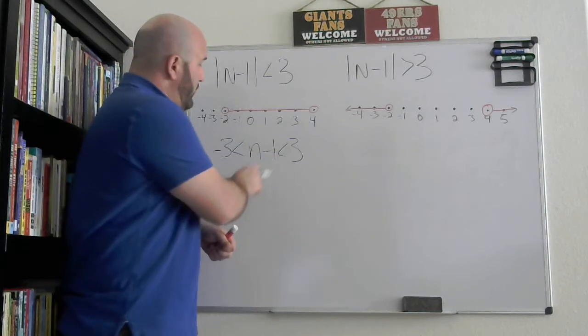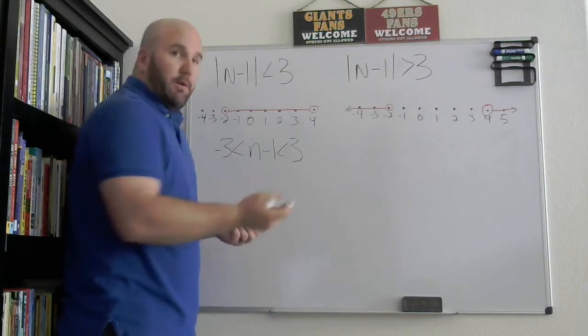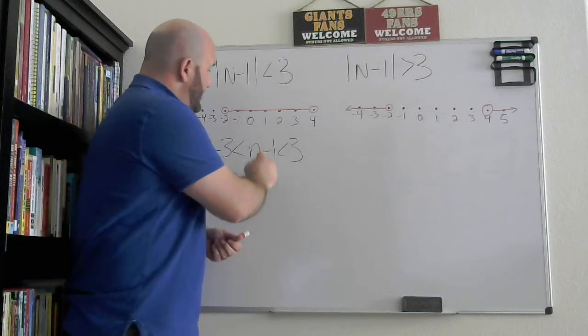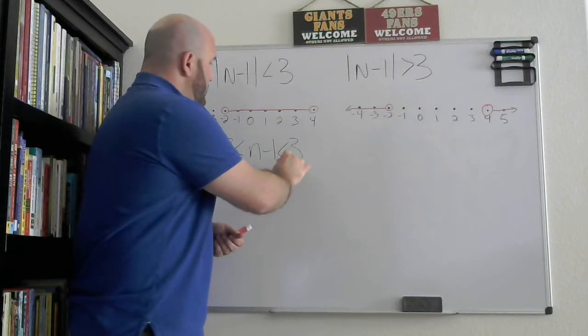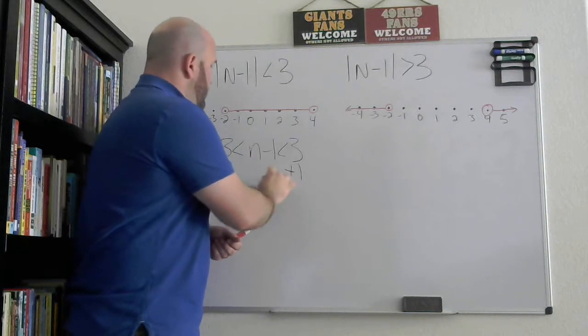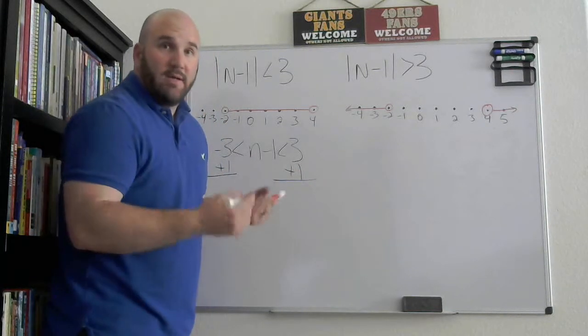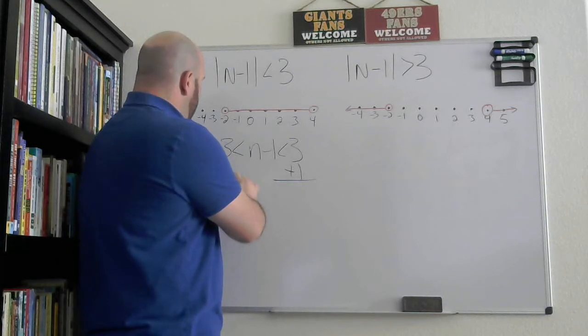How do we do that? We get rid of our constant here. Okay? We want n by itself. How do we do that? Well, we need to add 1. And the way we do that is we add it to both sides. So we add 1 over here, and we add 1 over here. And now what we have is the solution to our inequality. Negative 3 plus 1 is negative 2.